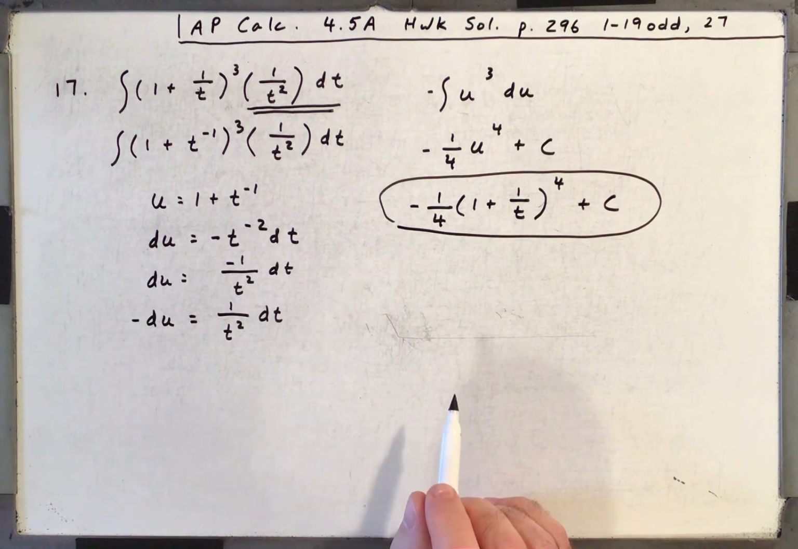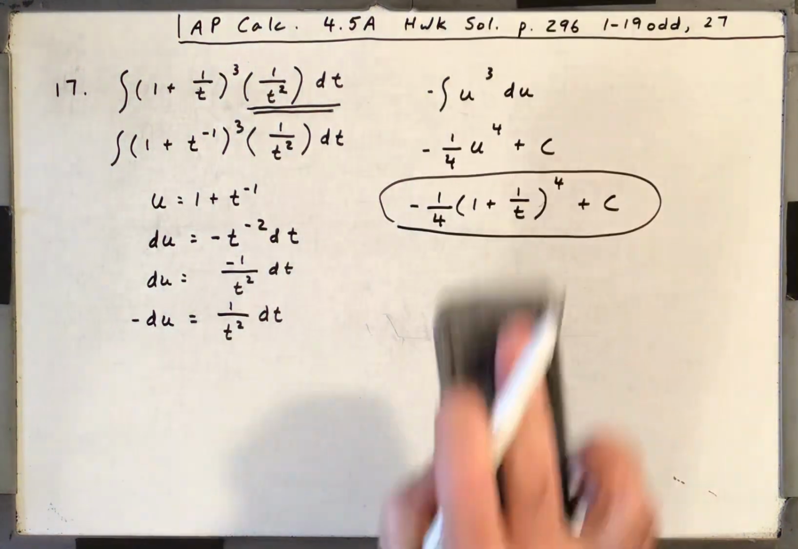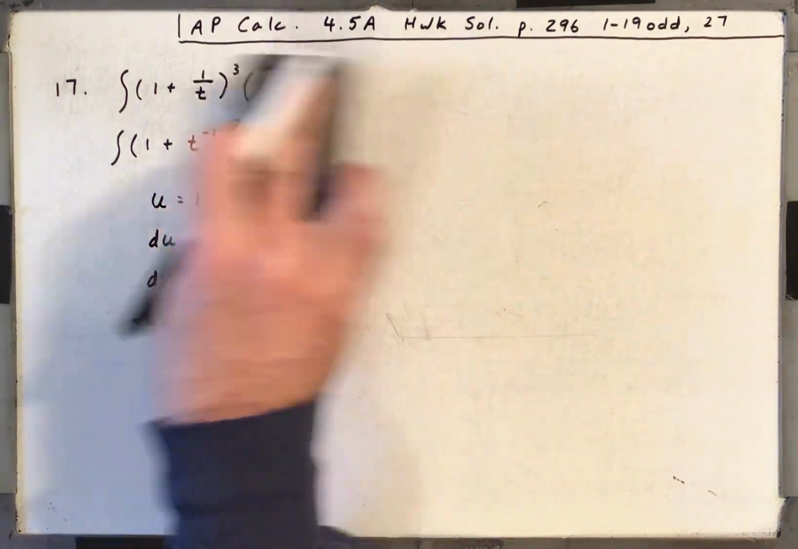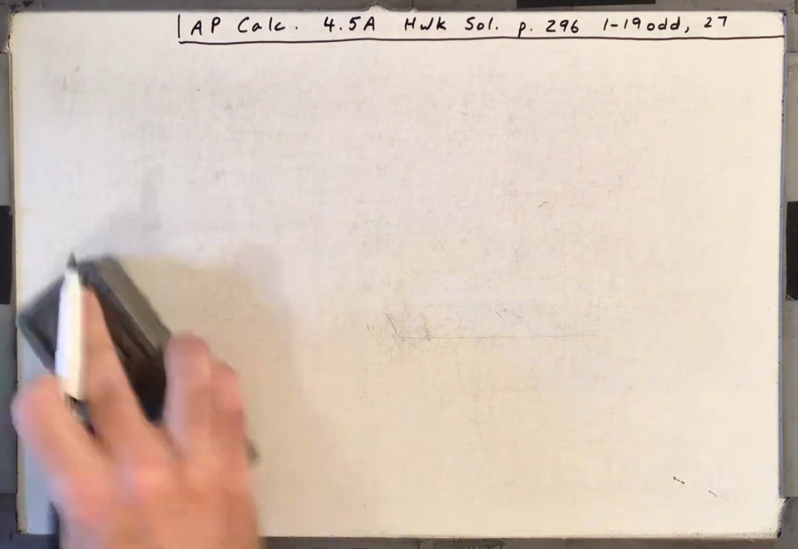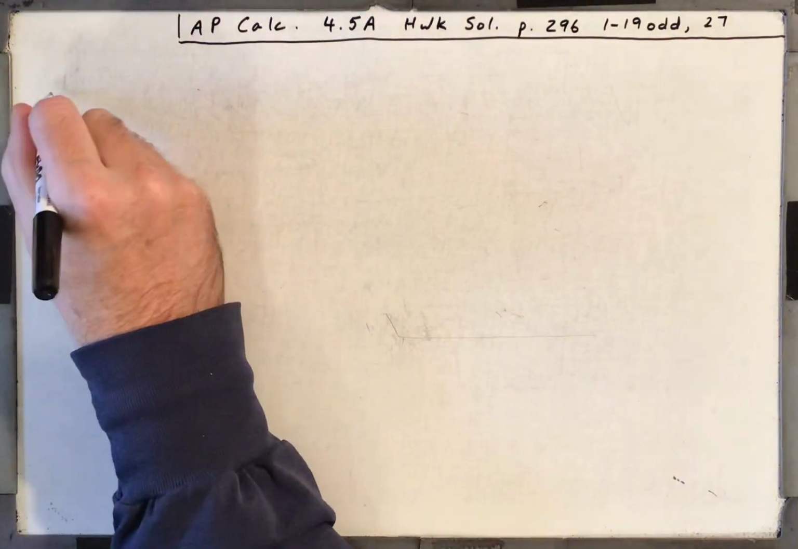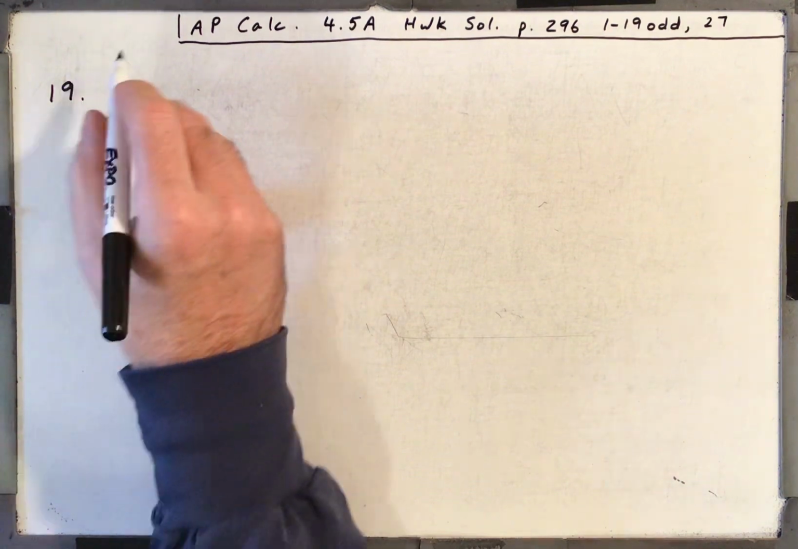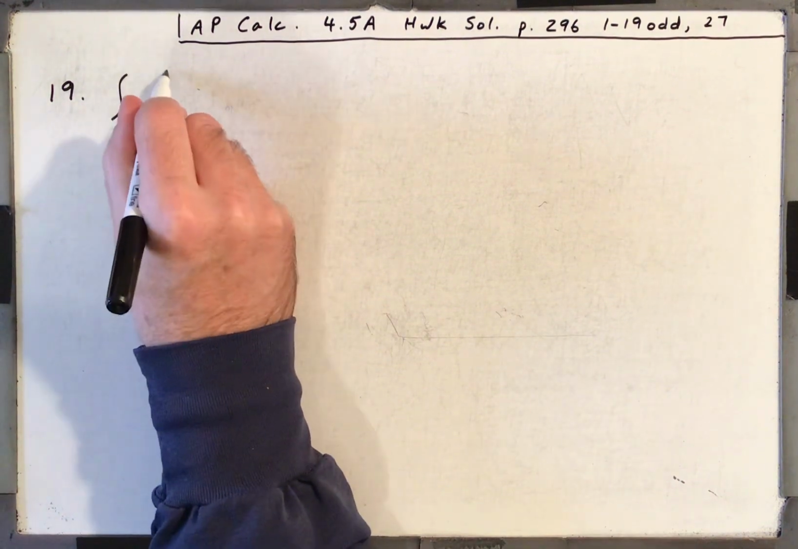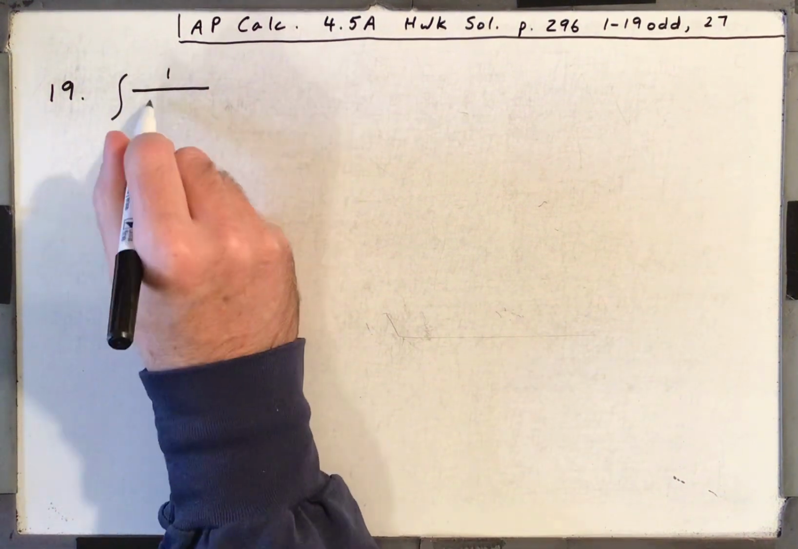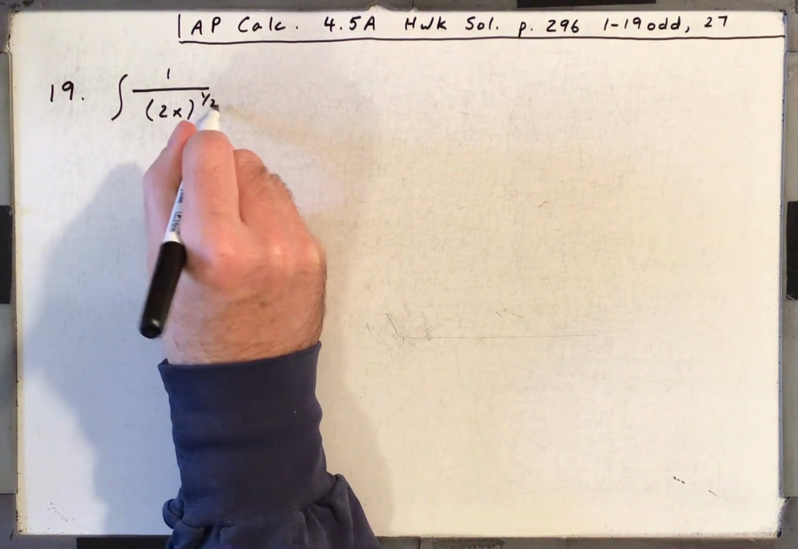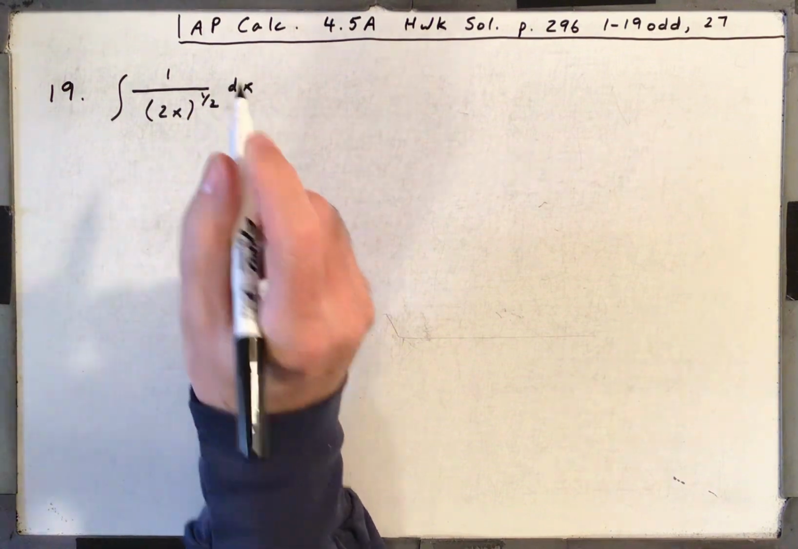All right. So that one took up a lot of space, so I'll erase. Can do 19 and then 27. All right, 19, I've got 1 over root 2x, I'm going to write this as 2x to the 1/2.